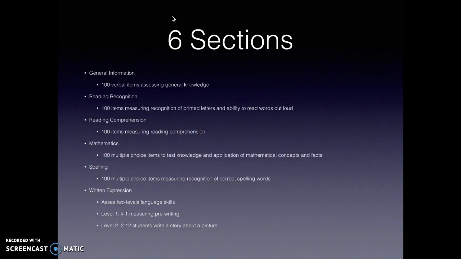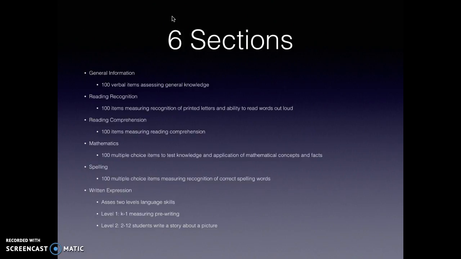The next section is mathematics. This has 100 multiple choice items to test the knowledge and application of mathematical concepts and facts of each student. The spelling section is the next one, and it doesn't require the students to actually spell a word. What it has is 100 multiple choice items measuring the recognition of correct spelling words. So each student has to be able to recognize which of the words is spelled correctly. They don't actually have to spell it out by themselves.